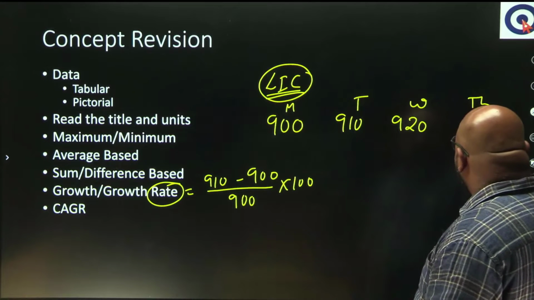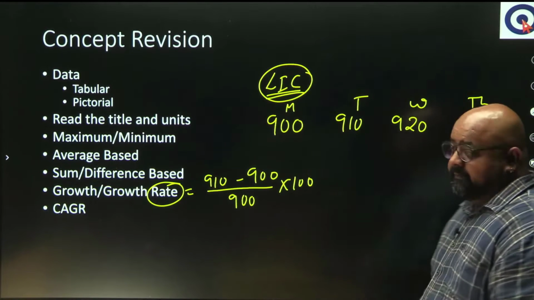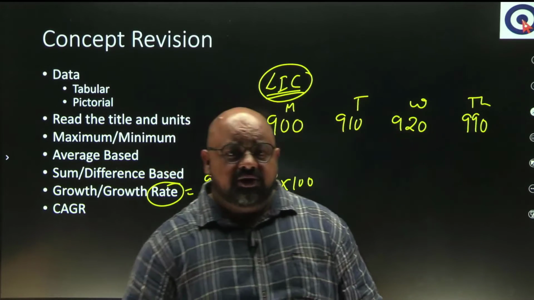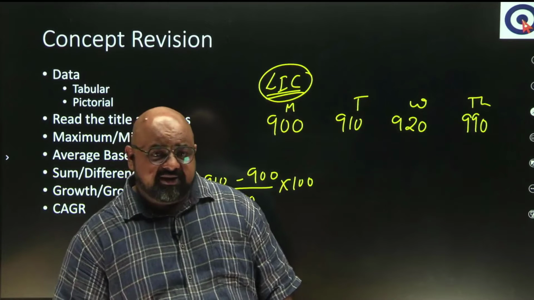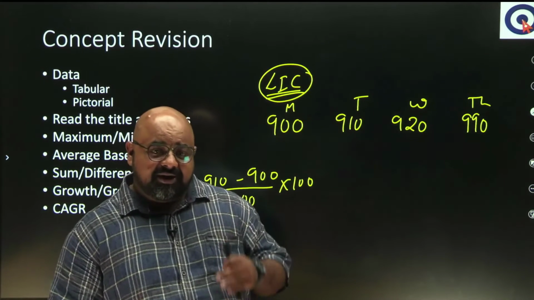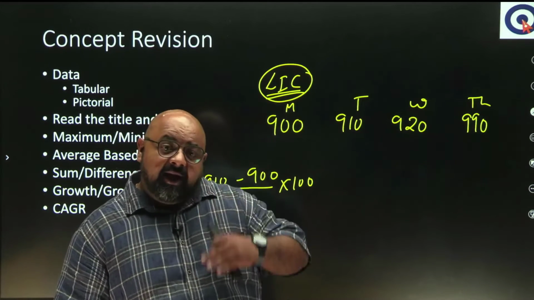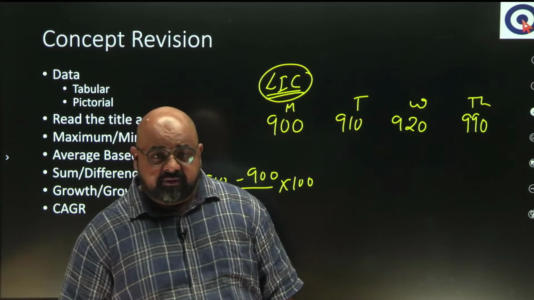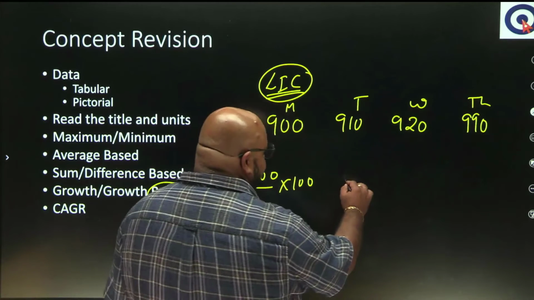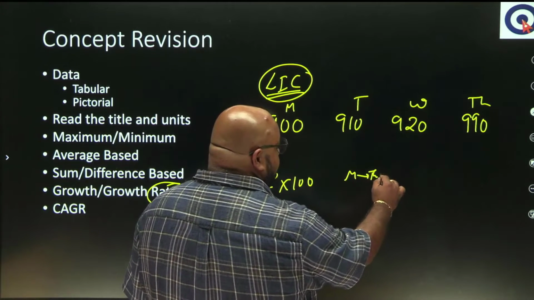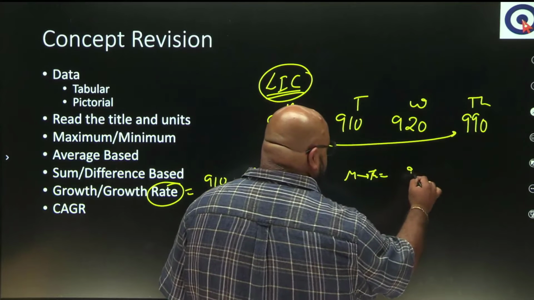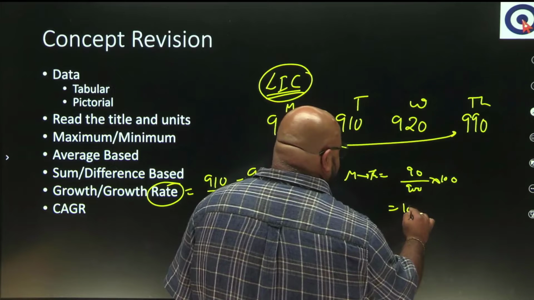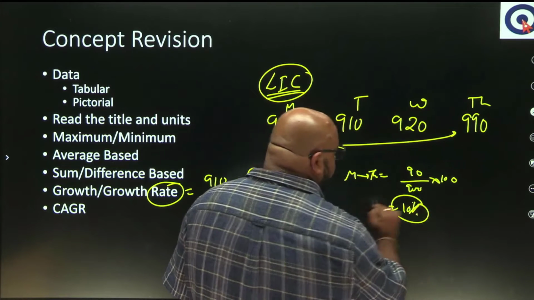For example, suppose the price of this share instead of 930 had become 990 on Thursday. When I talk of growth on Thursday, it is with respect to Wednesday. But I can always ask you, suppose I bought a share on Monday at 900 and sold it for 990 on Thursday. What is the overall growth rate that I have? If I am talking about the overall growth rate from Monday to Thursday, it will be the change upon the initial value into 100, which is 10%. This is the overall growth rate.